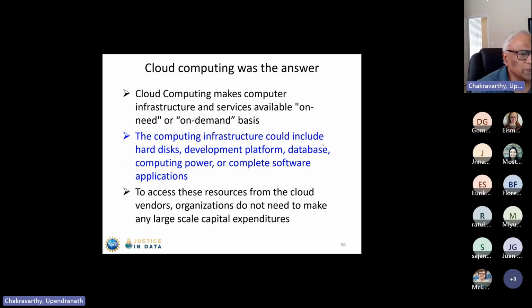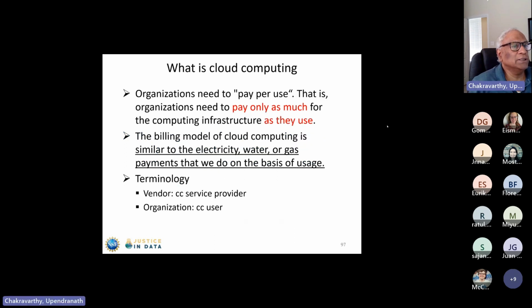The computing infrastructure could include anything. It could be use of storage. It may be a development platform. It may be a database. It may be computing power or complete software applications. To access these from the cloud, organizations do not need to make any large scale capital investment. This was seen as a way to level the playing field for small companies. Earlier, entry into a domain by small companies was extremely difficult because of the capital cost involved in setting up the whole thing. So what is cloud computing?